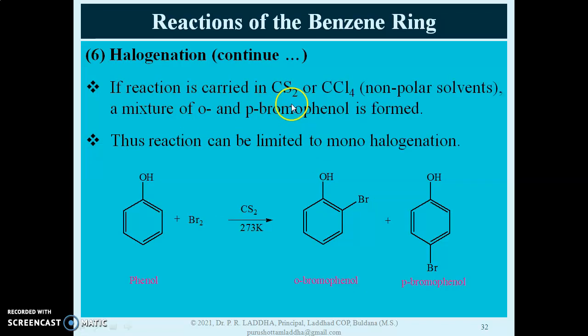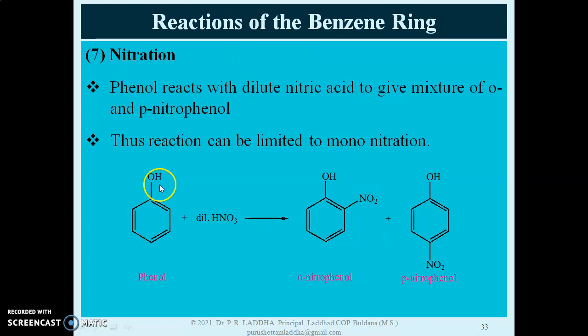If the reaction is carried out in CS2 or CCl4, that is a non-polar solvent, a mixture of ortho and para-bromophenol is obtained. If we want to limit the same halogenation reaction to mono substitution, carbon disulfide or carbon tetrachloride is used and we get a mixture of ortho and para-bromophenol. Thus the reaction can be limited to mono halogenation.